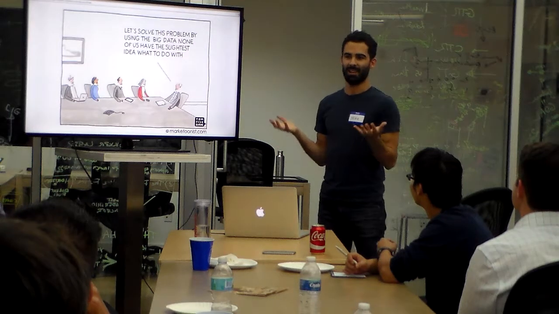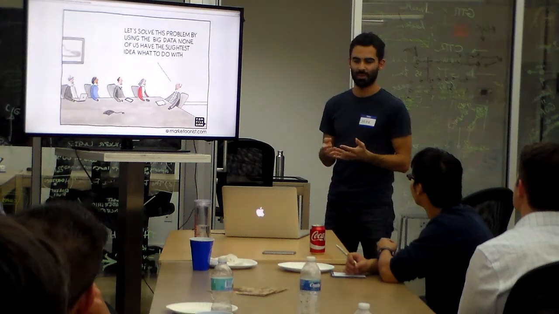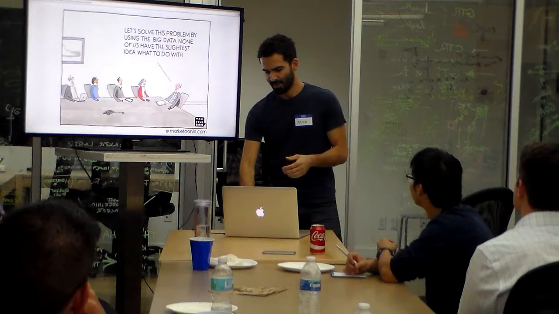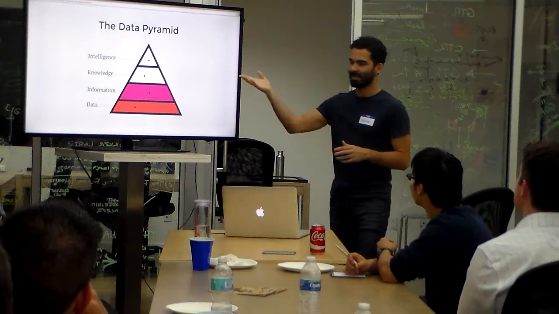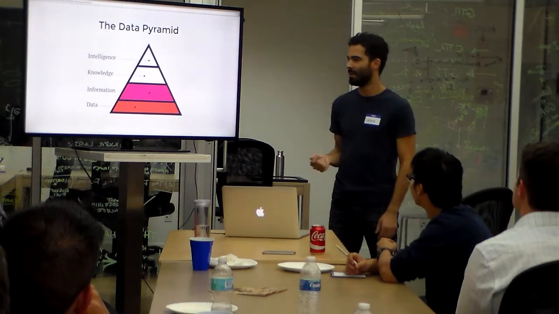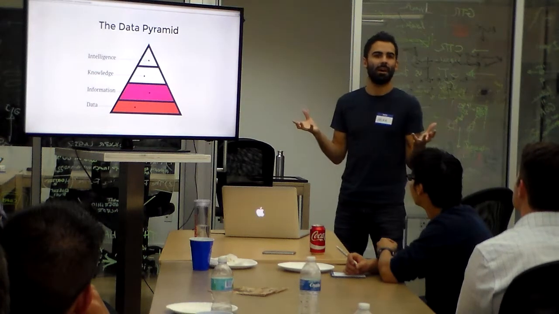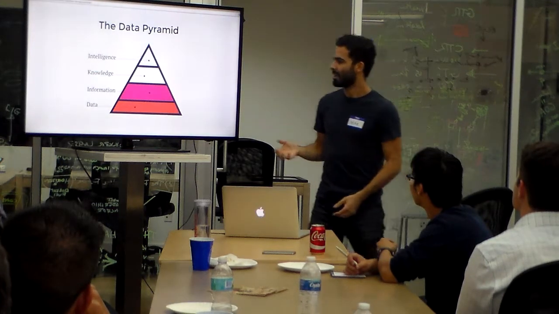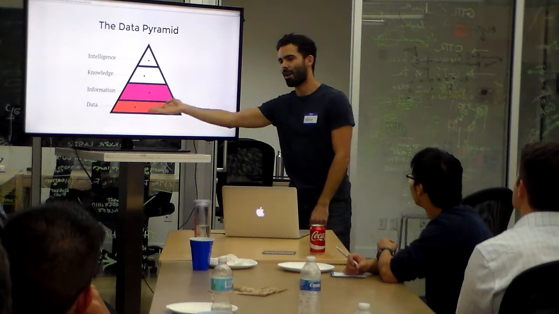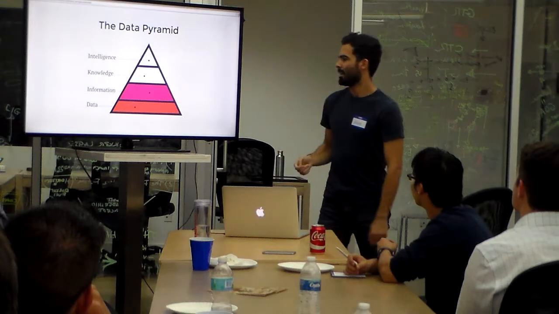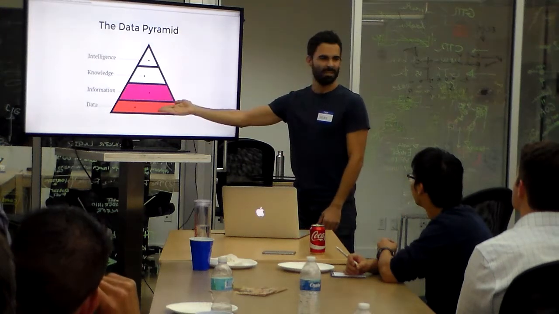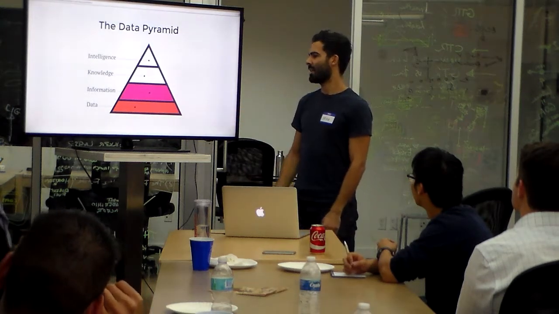So the way we've been thinking about it is using the data pyramid. It's like Maslow's hierarchy of needs, but for data. When most people talk about big data, they talk about this bottom layer, just the raw metrics, like 22,000 SoundCloud plays. But that alone is not helpful.